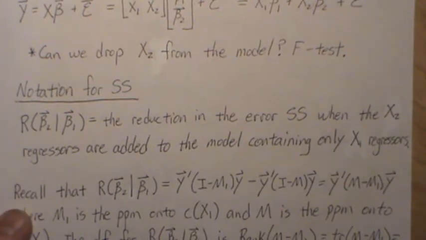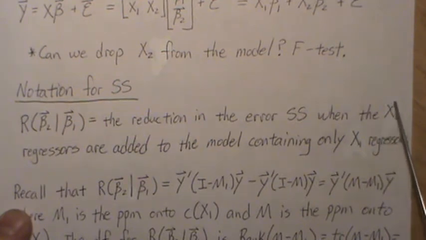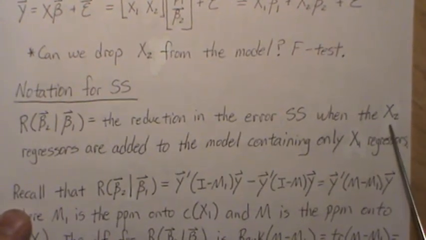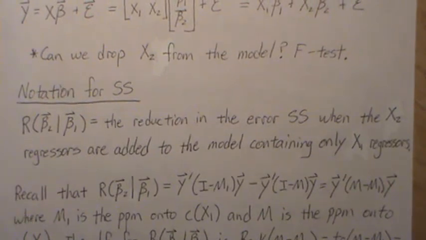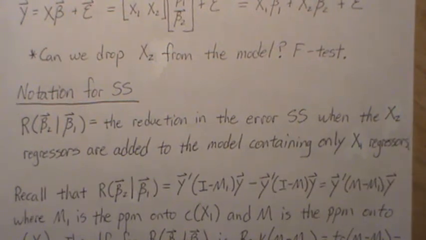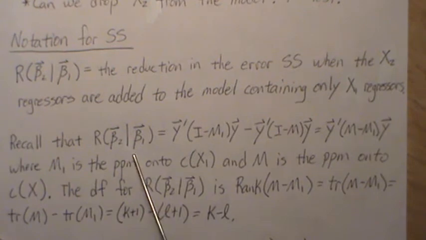One little subtlety, which will come back on page 2, is that we're asking if this set of regressors is helpful, or can be added: what's the reduction in the sum of squares when the regressors are added? When we talk about ANOVA models, the emphasis is on parameters, but in the regression setting, the emphasis is on regressors. Now, recall that R of beta 2 given beta 1 is this.